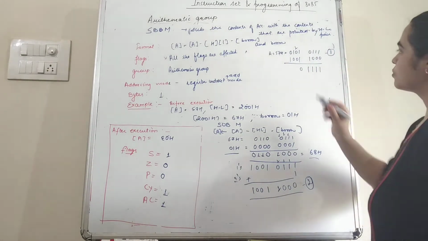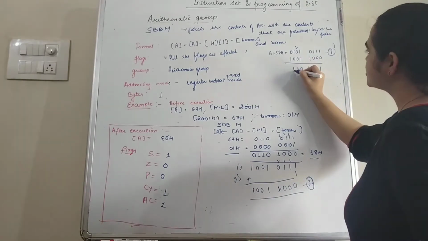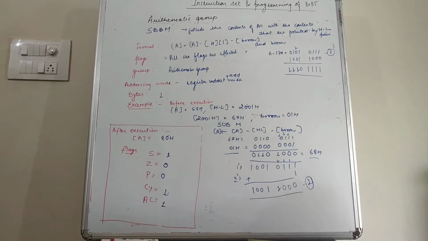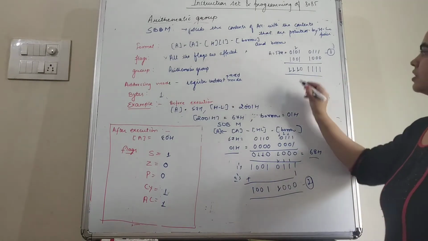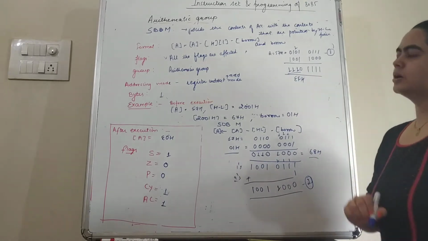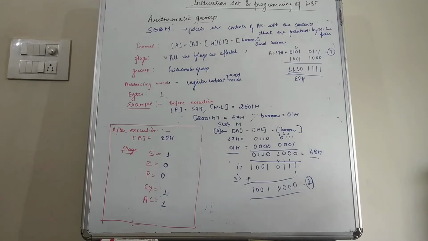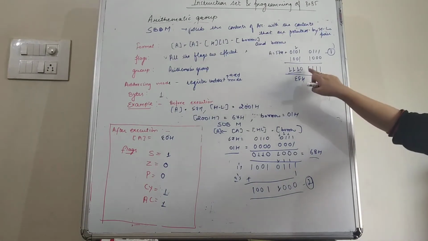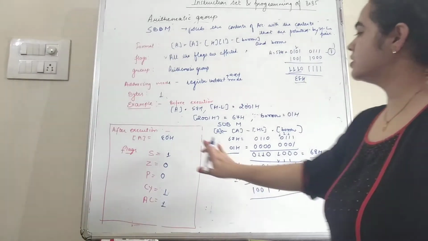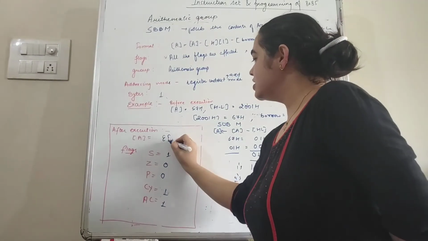1 plus 0 is 1. 1 plus 0 is 1. 0 and 1 is 1. So the answer is 11101111. So the result is EFH. We can write 1110 in hexadecimal as E and 1111 as FH. So the result after the execution is EFH.